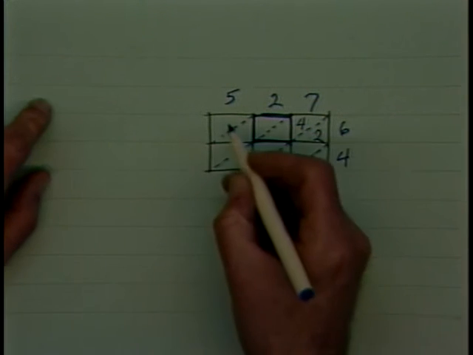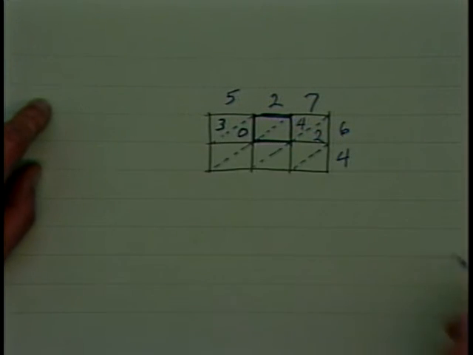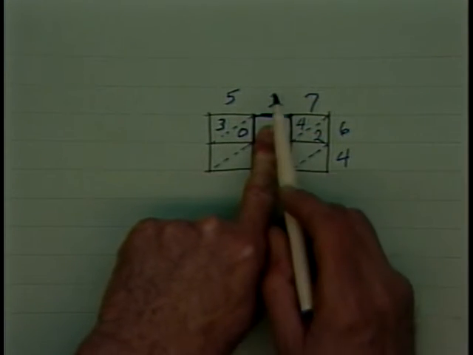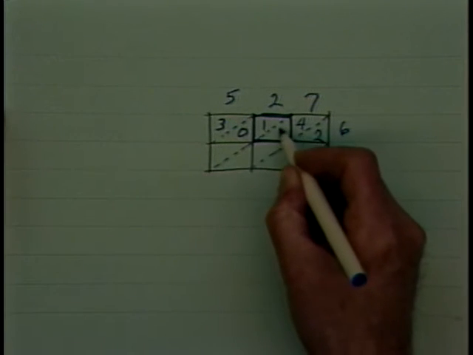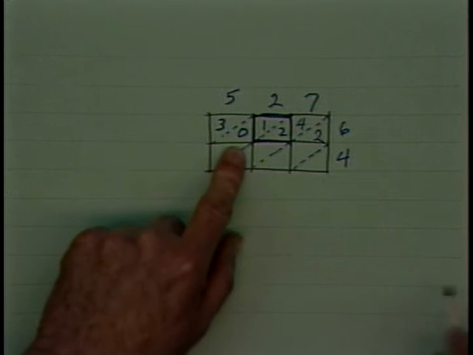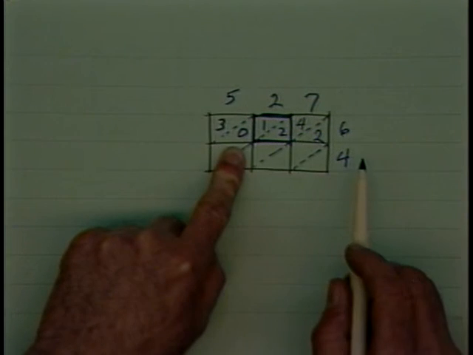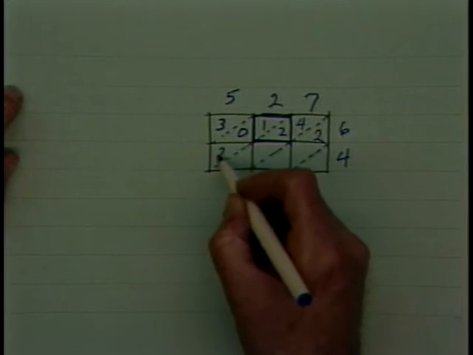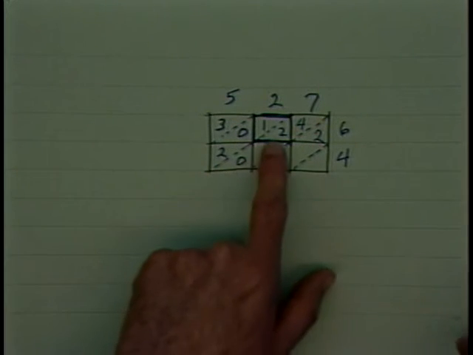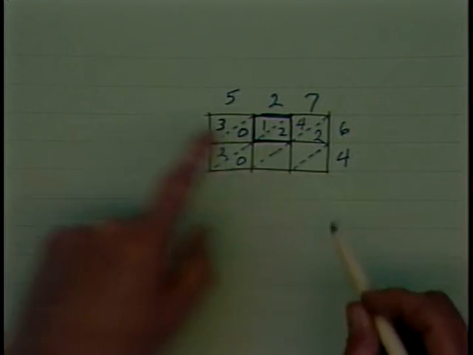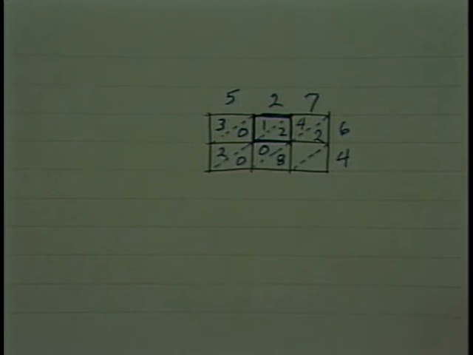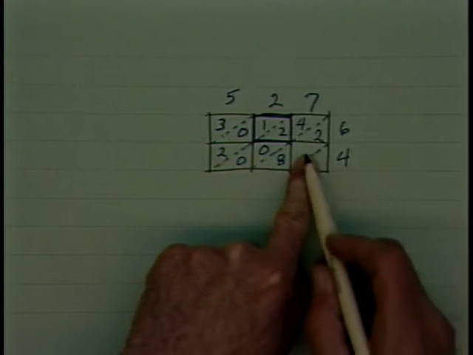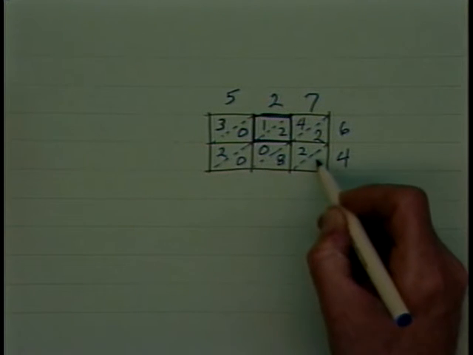So this box is the 5, 6 box. 5 times 6 is 30. This box is a 2, 6 box. 2 times 6 is 12. This box is the 5, 4 box. 5 fours is 20. Here, 2 times 4 is 8. 0 here if you wish.